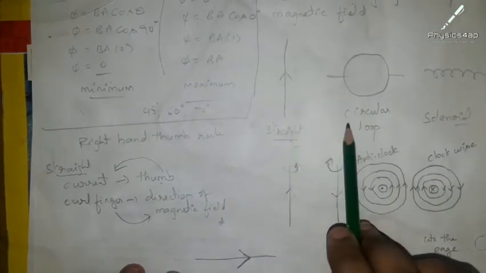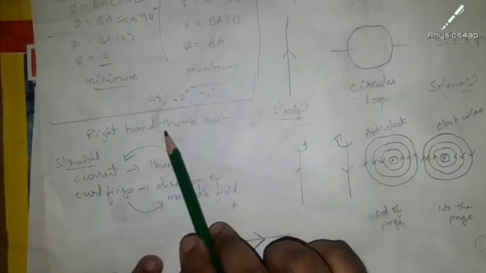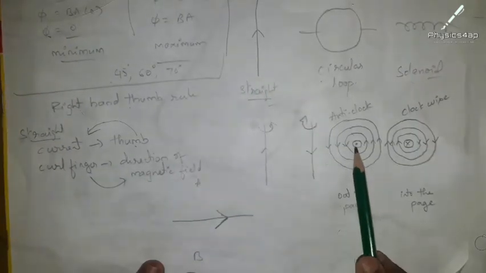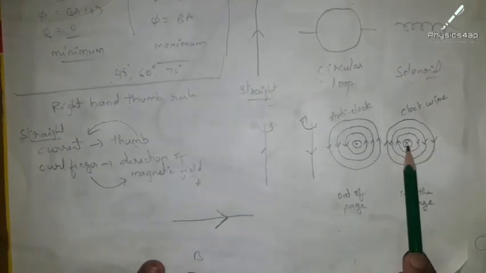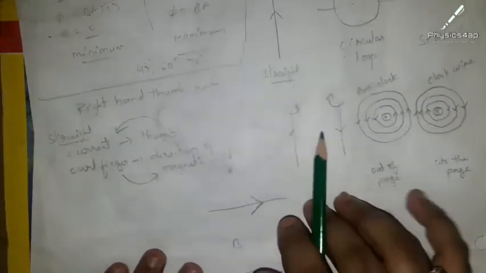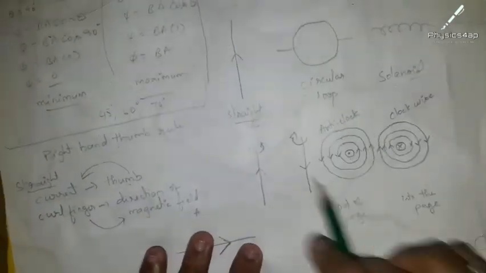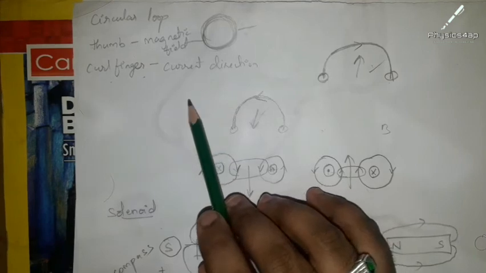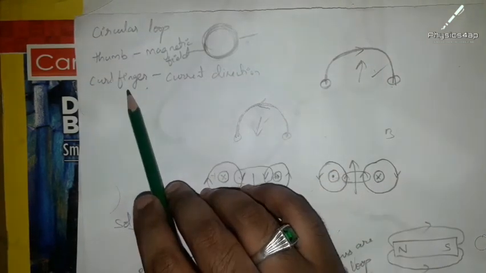Coming to current carrying wires, in a straight wire, circular loop and solenoid, we have discussed the right hand thumb rule. Out of the page is represented as a dot, and into the page is represented as a cross, going down into the page. Next, anti-clockwise and clockwise. Next, coming to the circular loop and the solenoid, the same thumb rule is used, but a little bit different.